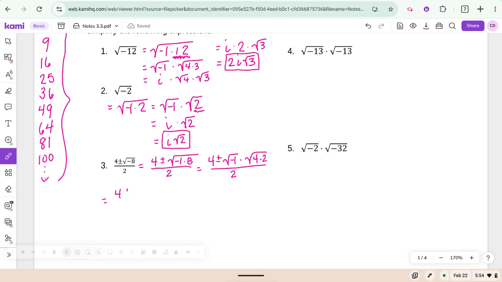So I have 4 plus or minus, the square root of negative 1 is i. I can separate the square root of 4 and the square root of 2. Then of course I can take the square root of 4, since the square root of 4 is 2, but the other 2 under the radical is just going to stay.